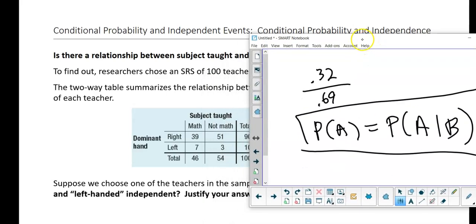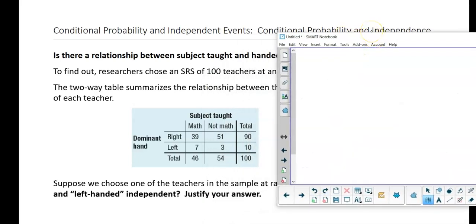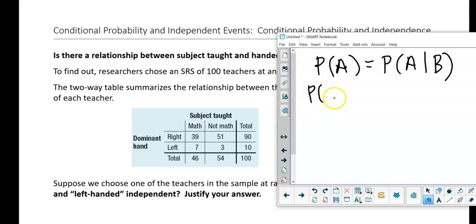So let's think about this. I'm going to try to use this formula. Probability of A equals the probability of A given that B has happened. If they're independent, that should be true. And we can choose what A and B are. There's no magic to this. So I'm going to use words here. So probability of math should equal the probability of math given that right has happened. In other words, whether you're right-handed shouldn't make a difference if you're a math teacher or not. Same proportion should be both.